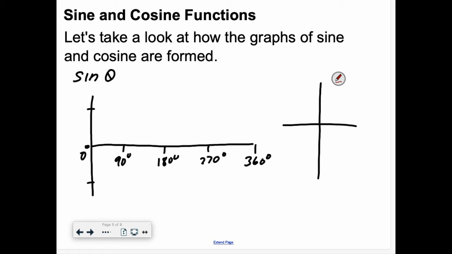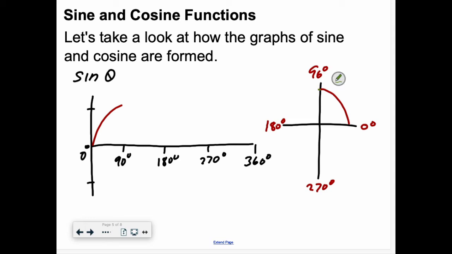sine is just the y value divided by the radius. So from 0 degrees to 90 degrees, this being 0 degrees, this being 90 degrees, my y value has only increased. So that means that here, it's going to go up, up, up, and then reach its highest. That's representing the first portion.